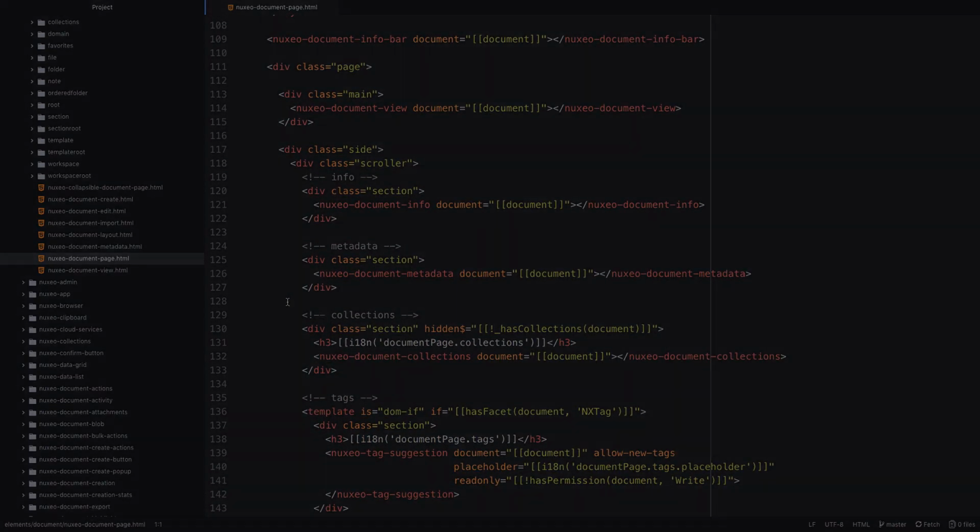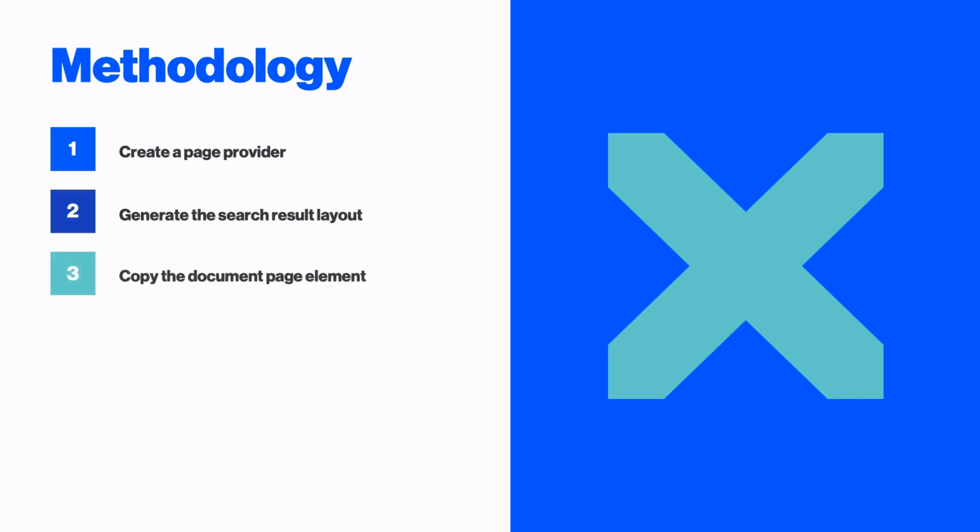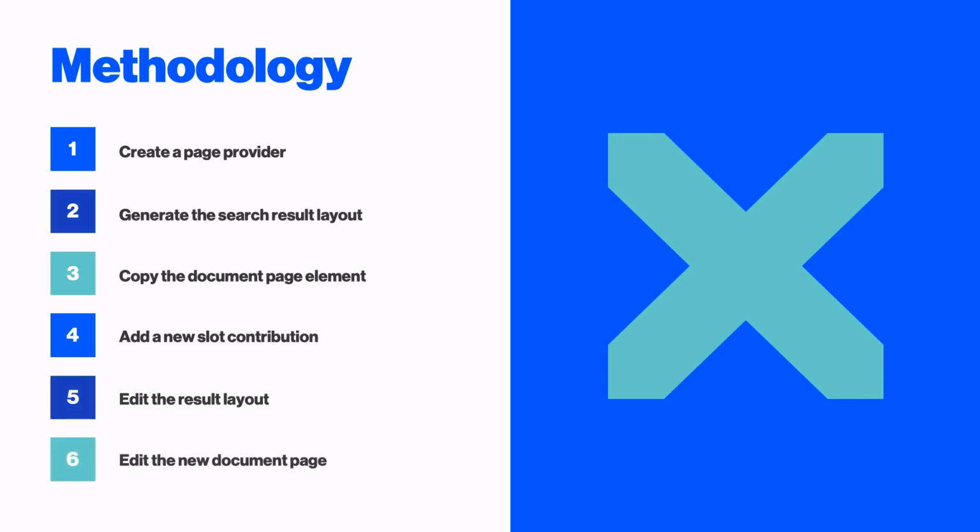So, we need to create the page provider in Nuxeo Studio Modeler to query for the documents with the same title. Generate the result layout element in Nuxeo Studio Designer. Copy the code of the document page in our project, ensuring we're using the suitable version of the element according to our Nuxeo server version. Add a Nuxeo slot contribution to display our new page. Edit the result layout in order to initialize the results list according to our parameters. Edit the document page to add our new element.